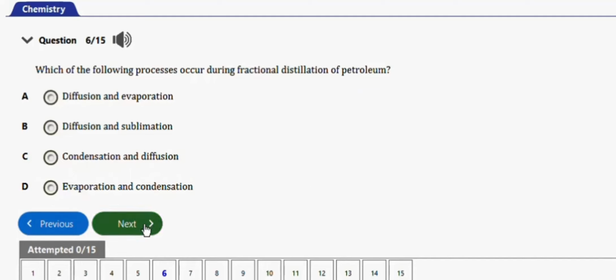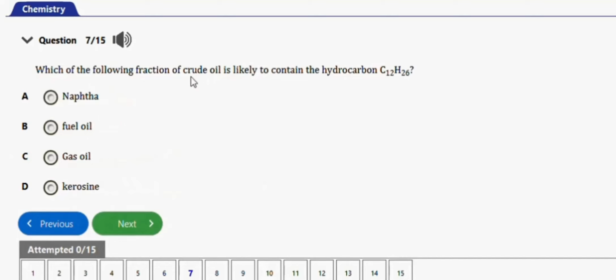Next repeated question will be this one. It says which of the following fraction of crude oil is likely to contain the hydrocarbon C12H26? So the fraction of crude oil that is likely to contain this hydrocarbon is our kerosene, option D. Alright, very important.